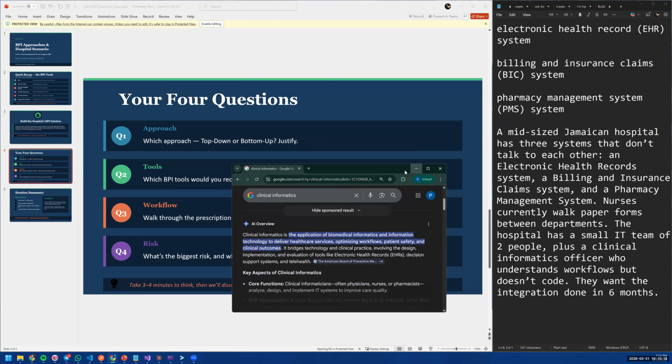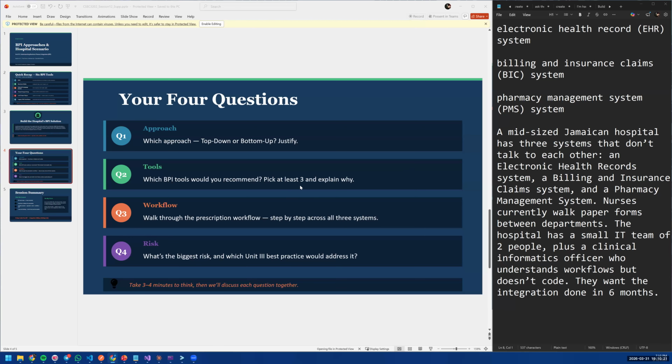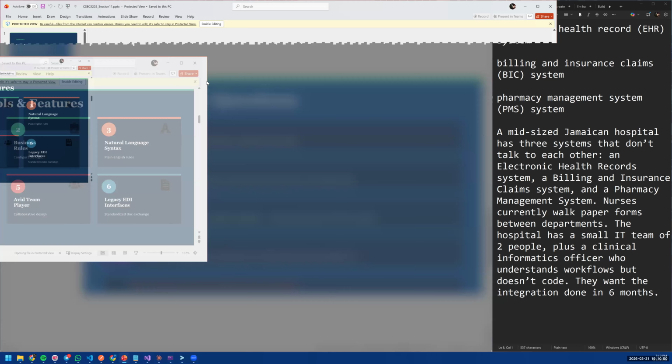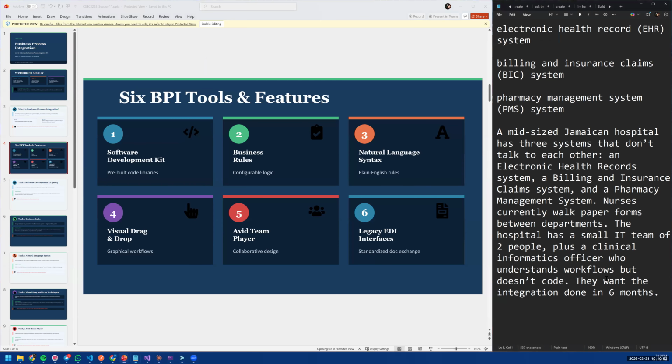Well, here's the next question. Going back to the tools that we'd have looked at before, can I get the tools on screen as well? The next question would have been, which BPI tools would you recommend and why? I want you to pick at least 3 in this case, and I'll put the tools back on screen. So these are my tools. Actually, no, you don't need to set up just yet because we know the question already. The question is, what tools would you use? This is the scenario. And I want you to pick at least 3.